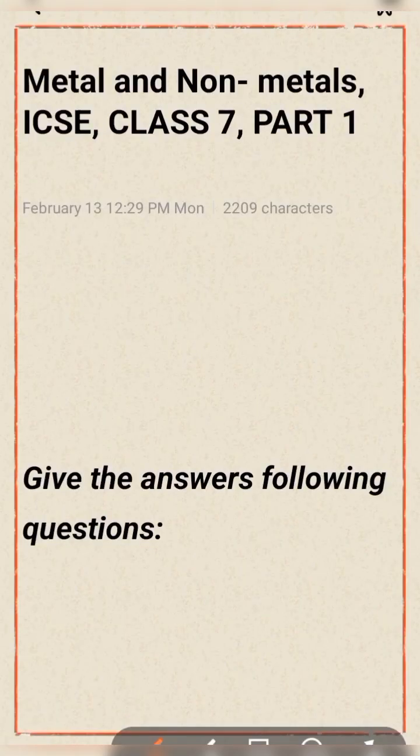My dear viewers, now we discuss metal and non-metal based on ICSE class 7, part 1. Part 1 is only for discussing question and answer. Next, part 2 discusses objective type question and answer. Please watch the next part 2. Now give the answer to the following questions.